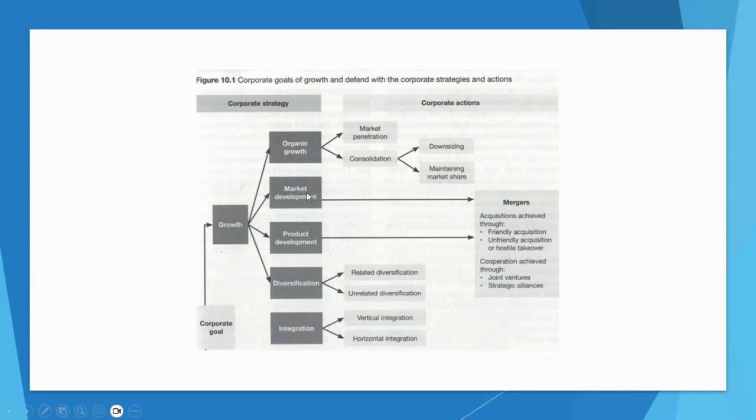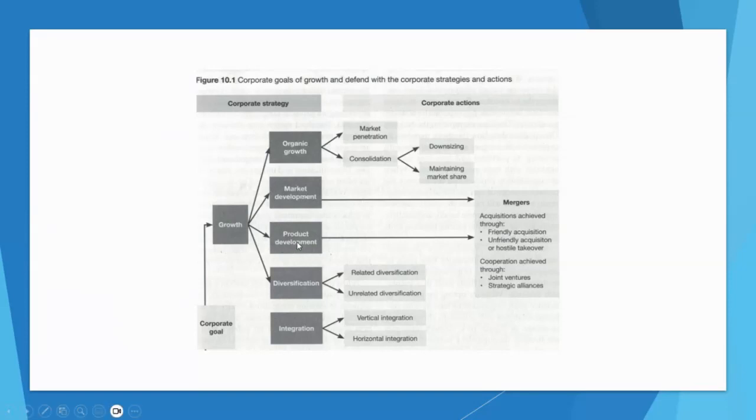Market development is where we take existing products into new markets. We know that Nando's is now in the UK, so we've seen Nando's go from South Africa. We know that Southern Sun is in the United Arab Emirates. We know that Netgear is in some of the United Arab Emirates type countries.